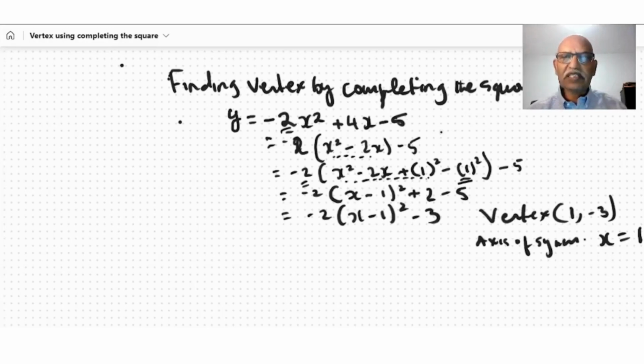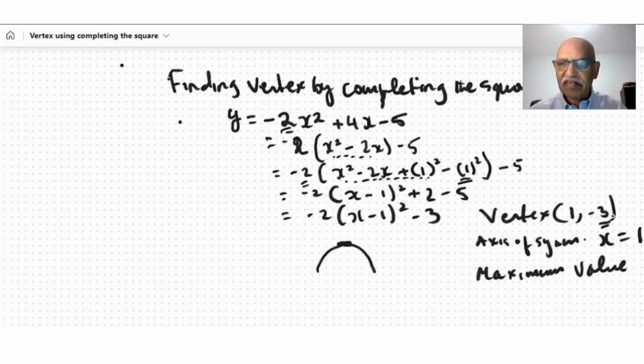So in completing the square, we can find everything. For example, we can say this parabola has a maximum, because the coefficient of x squared is negative, so it opens down. It is a maximum, it opens down. Since this opens down, the maximum value will be the value of y at the vertex, which is negative 3. So I say we have a maximum of negative 3 at x equal to 1.